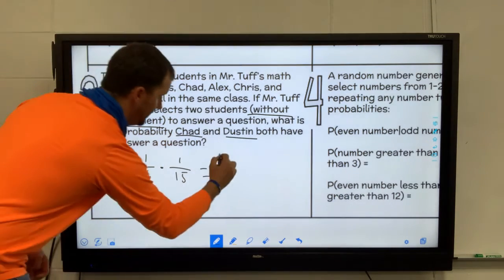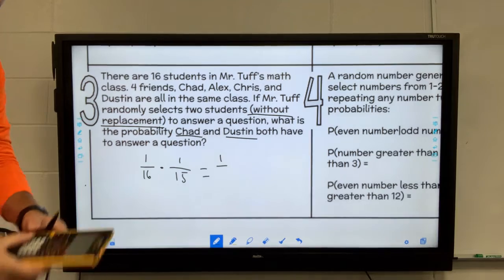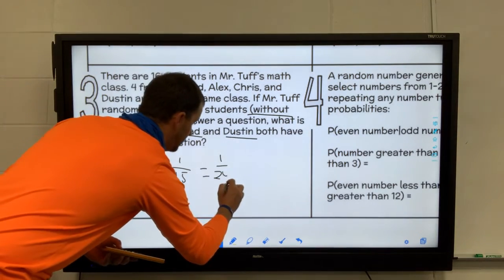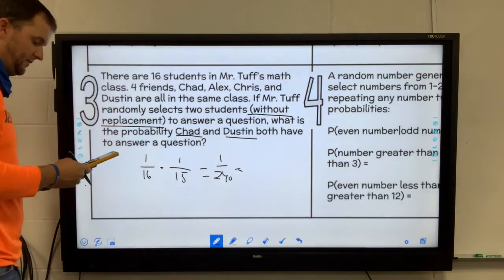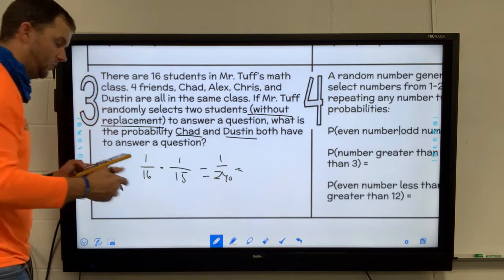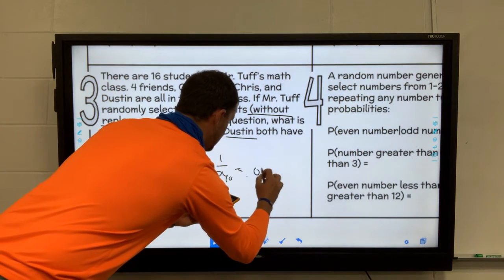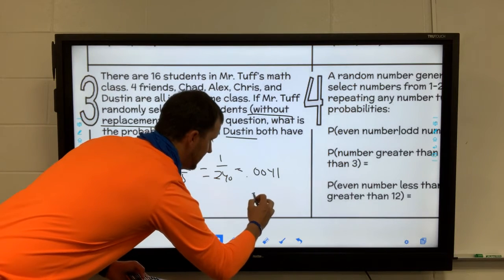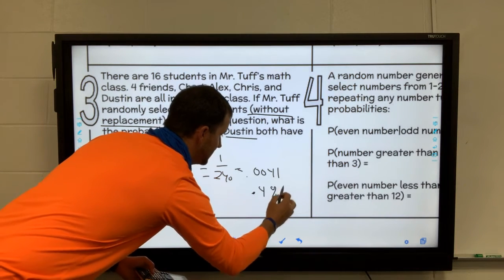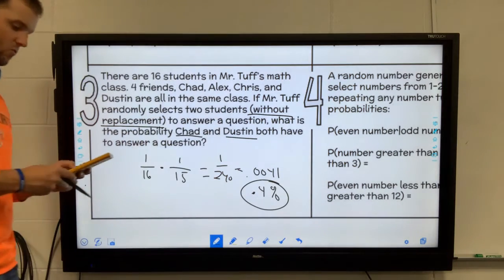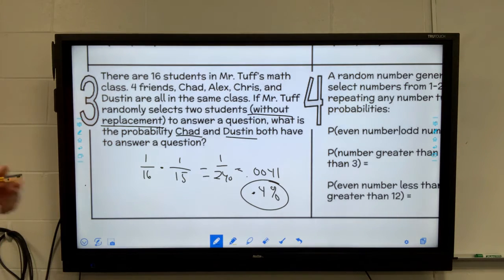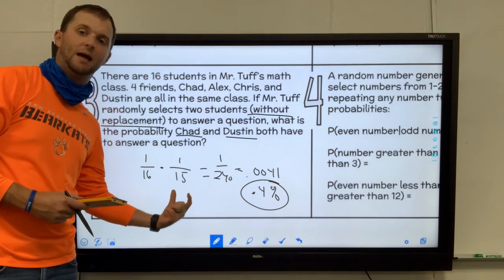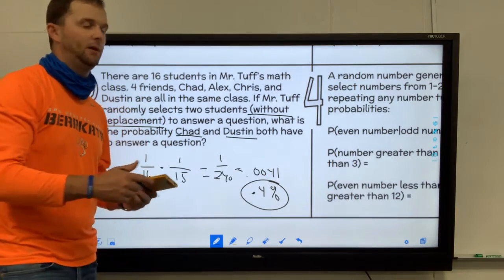So 1 times 1 gives you 1. And then 16 times 15 is gonna give you 240. And then when I do 1 divided by 240 as a decimal, that's gonna come out to be 0.0041, which move that decimal over 2 spaces is gonna give you a 0.4% chance. So that means if he was to randomly select students, there's a 0.4% chance that this combination of those 2 friends is going to happen. Very low chance of that happening, okay?